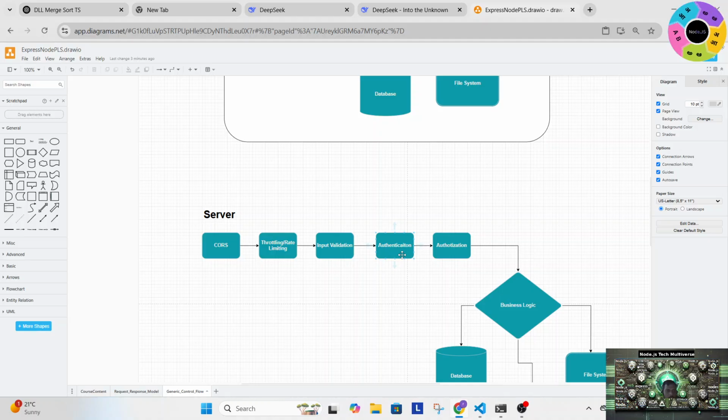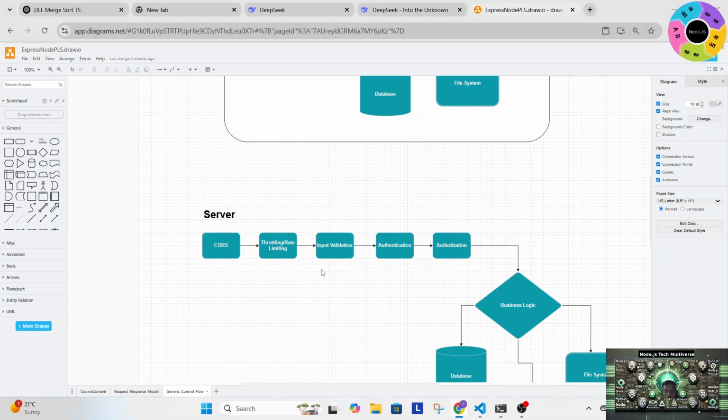These are all the checks before going to the original business logic. Once again I will repeat, we have to check cross origin, from which origin the client is coming, and rate limiting, how many requests we can take per second, and input validation, we have to validate the client input. After that we have to check authentication, whether the person exists in our system or not, and authorization, whether the person has the permission to do the task.